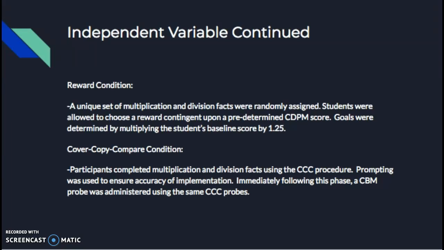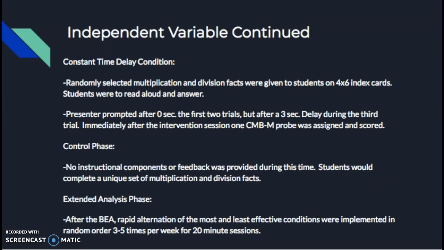Then next was the cover copy compare condition, and this is where participants completed multiplication and division facts using the CCC procedure. Prompting was used to ensure accuracy of implementation. Immediately following this phase, a CBM probe was administered using the same CCC probes. Next was the constant time delay condition.